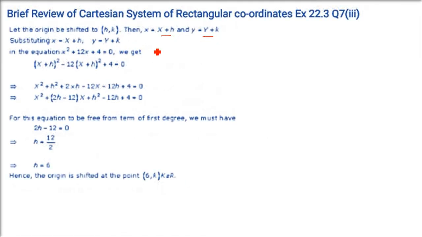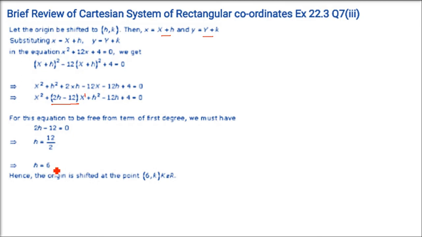Similarly, here also x plus h, y plus k. Now put it here, there will be an equation. You see, there is only x to the power 1. There is only one term. There is no y to the power 1 terms, okay? So you have just x to the power 1, 2h minus 12. So h becomes 12 by 2, h is 6.